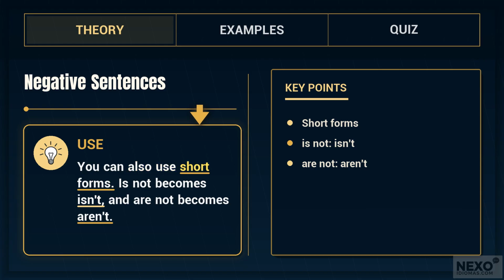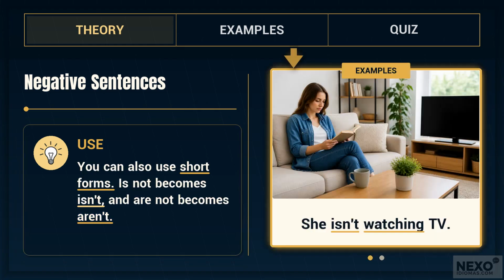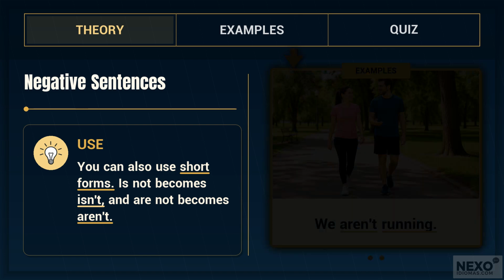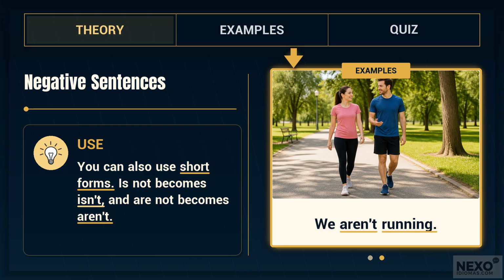You can also use short forms. Is not becomes isn't, and are not becomes aren't. Example. She isn't watching TV. Example. We aren't running.